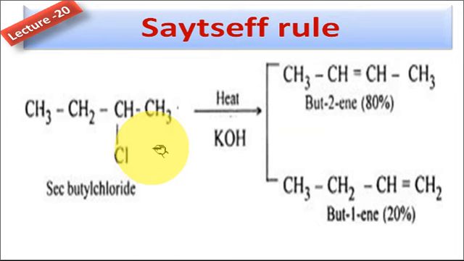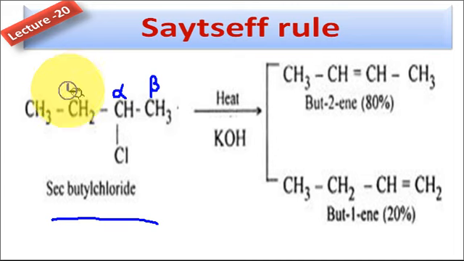This is secondary butyl chloride, in which this carbon atom is the alpha carbon atom, this is the beta carbon atom, and this is also a beta carbon atom. Clear? Now, the first step is the same, that is the carbocation formation. The second is the elimination of the proton, or the deprotonation reaction. So this proton can be abstracted from here or from here. Both of these carbon atoms are beta carbon atoms.